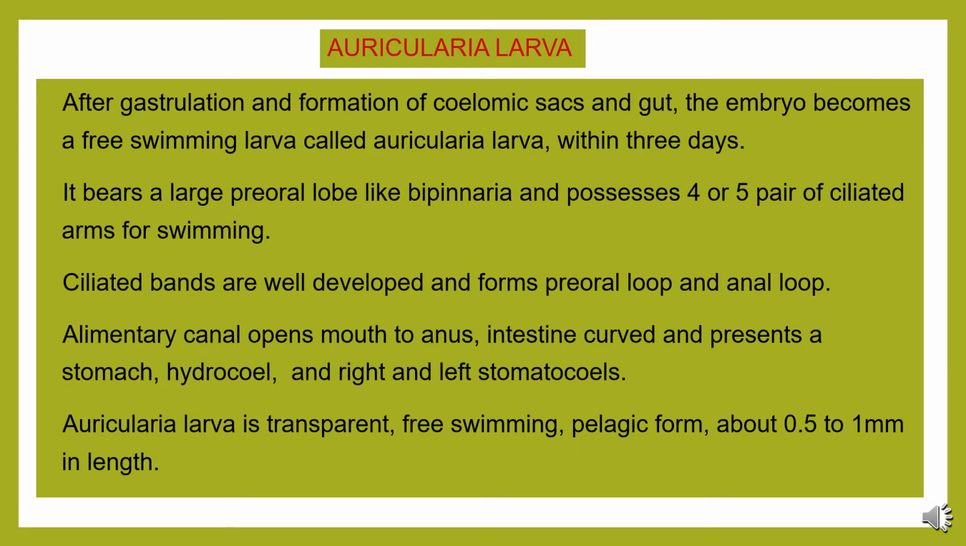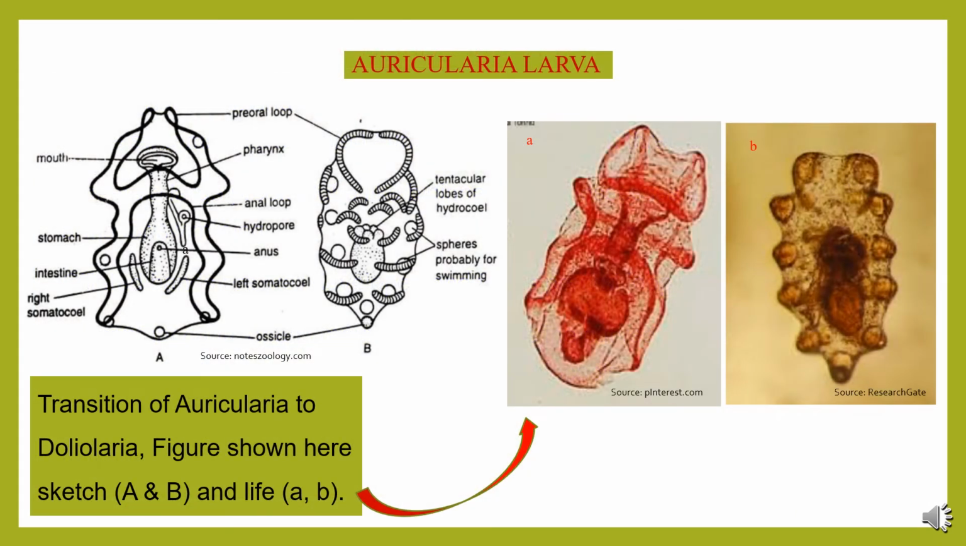The alimentary canal opens from mouth to anus, the intestine curves, and it presents a stomach, hydrocoel, and right and left somatocoels. Auricularia larva is transparent, free-swimming, pelagic form, about 0.5 to 1 mm in length. Transition of Auricularia to Doliolaria, figure shown here, sketch and life of Auricularia larva.